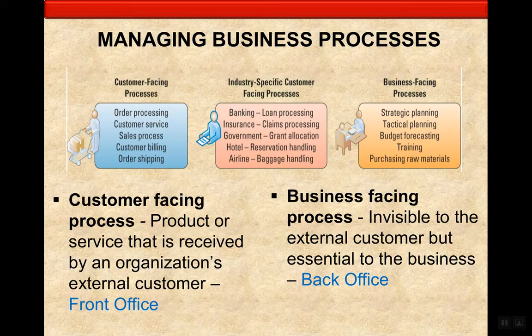And we see some examples up here: customer facing processes, order processing, customer service. Different businesses can have different kinds of specific customer-facing processes. In banking, you have loan processing; hotels, reservation handling; airlines, baggage handlers. These are all just different examples of industry-specific processes. And then business facing processes: strategic planning, budget forecasting, training, purchase of raw materials.